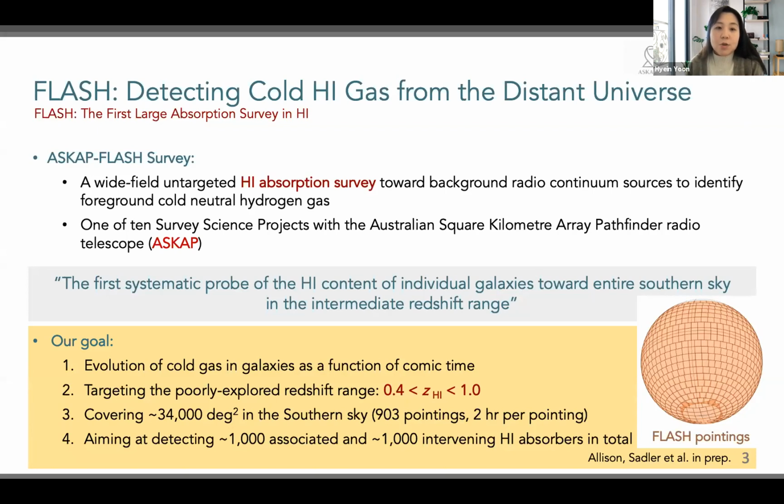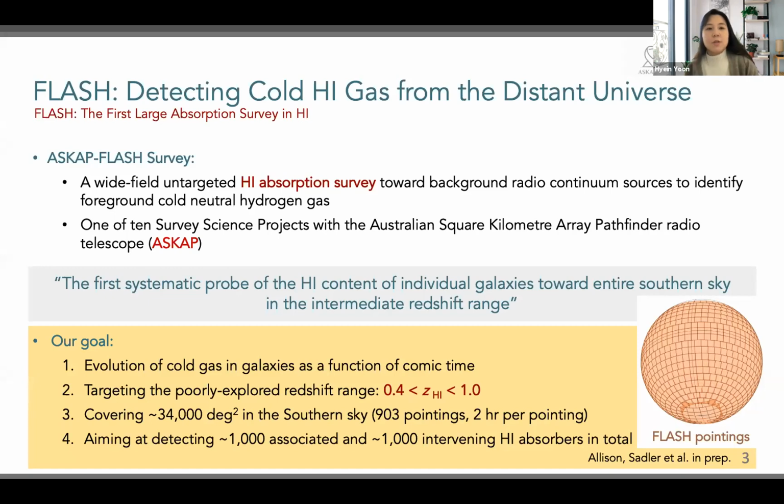FLASH is one of the 10 ASKAP survey science projects, and it is the very first study of H1 content of individual galaxies in the intermediate redshift range, which has not been studied well previously. It is toward the whole southern sky.